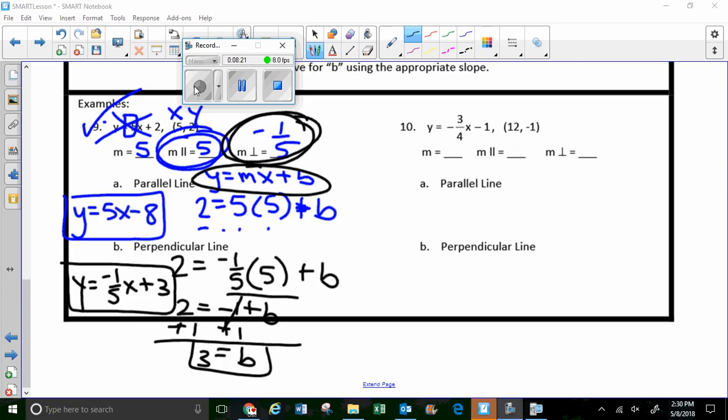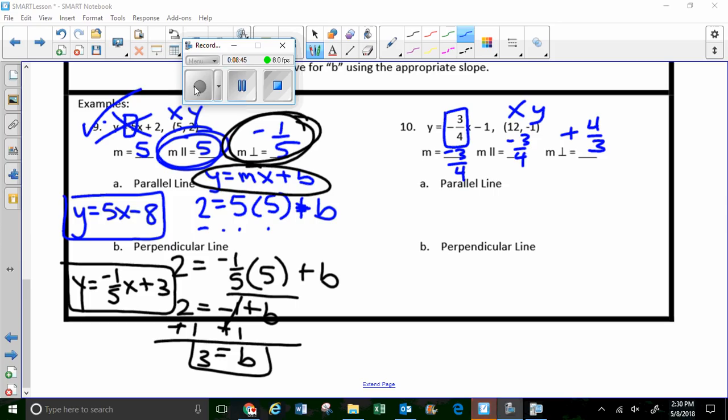Let's try another one just like it. So taking a look at my line, I can determine my slope right off the bat. So the slope here would be -3/4. So the slope of a line parallel would be the same. The slope of a line perpendicular, I'm going to flip, so 4/3 and make it positive. Now I'm using this x and this y to find the two equations.